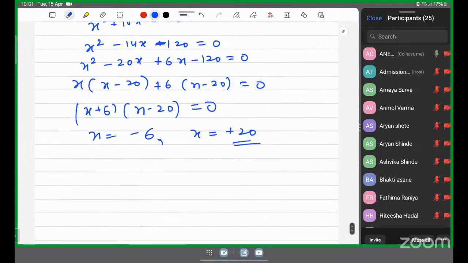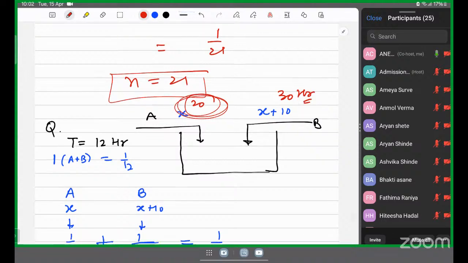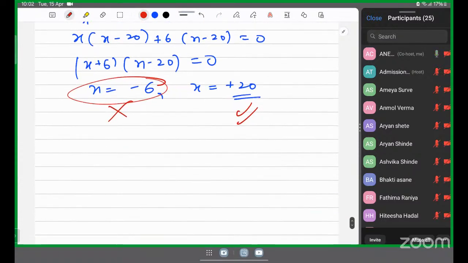What is X here? X is the time taken. Could it be negative? No. So X equals minus 6 is not a possible value. So the correct answer will be 20. So pipe A will take 20 hours and pipe B will take 30 hours. So the faster pipe, which is A, will take 20 hours to fill the tank. Understood? Yes, sir, understood.